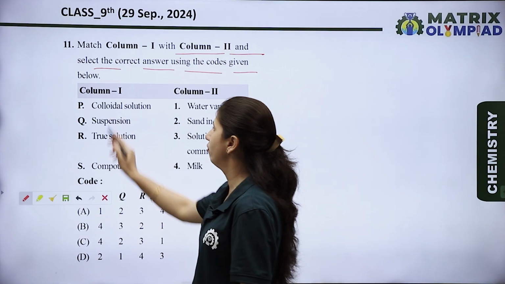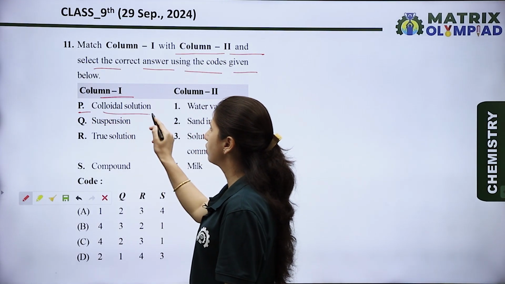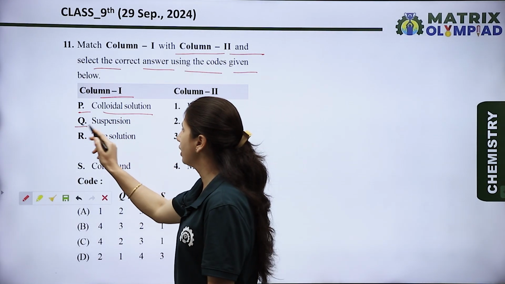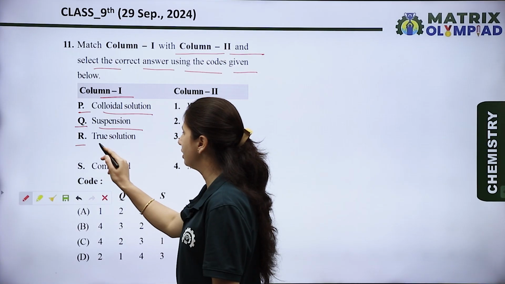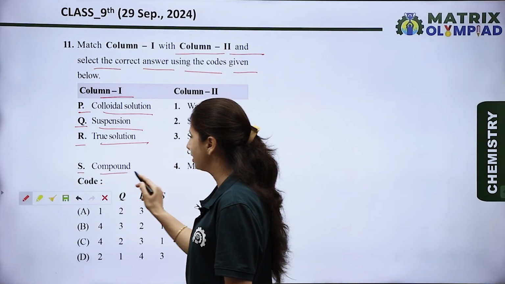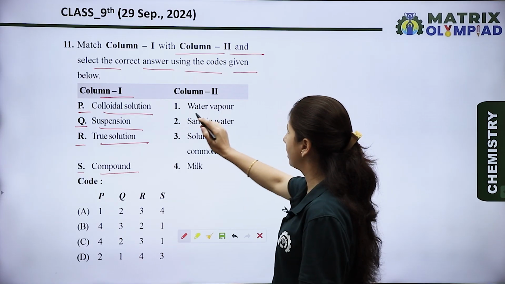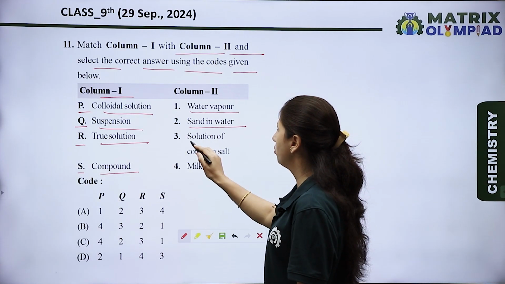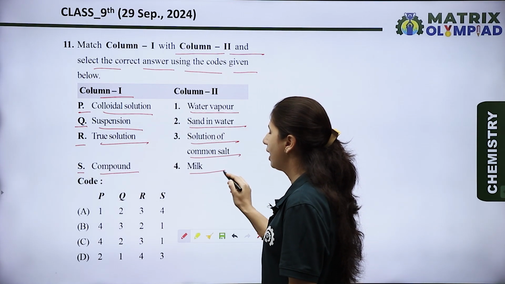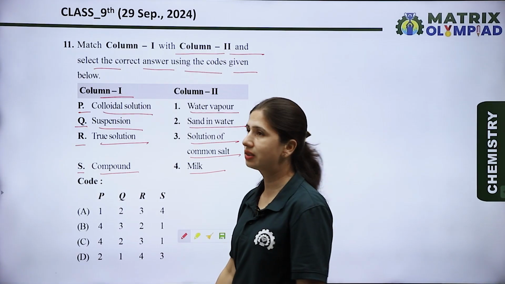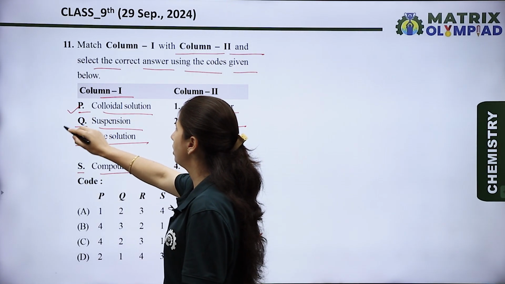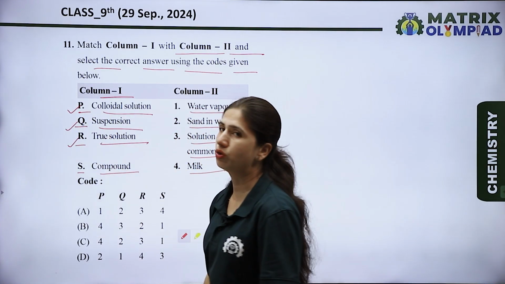Now let's see column 1. In column 1, P is colloidal solution, Q is suspension, R is true solution and S is compound. And now let's see the next column, column 2: water vapor, sand in water, solution of common salt and milk. Now let's discuss these properties: colloidal solution, suspension and true solution.